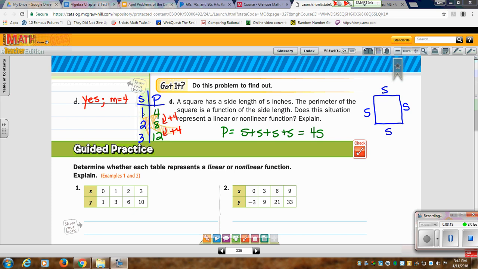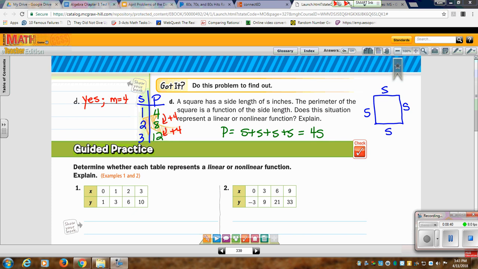So I completed my table. If all the side lengths are 1, 1 plus 1 plus 1 plus 1, or 4 times 1, my perimeter would be 4 inches. If the side length is 2, my perimeter would be 8 inches, because 2 plus 2 plus 2 plus 2, or 4 times 2. And then if my side length were 3, my perimeter would be 12.